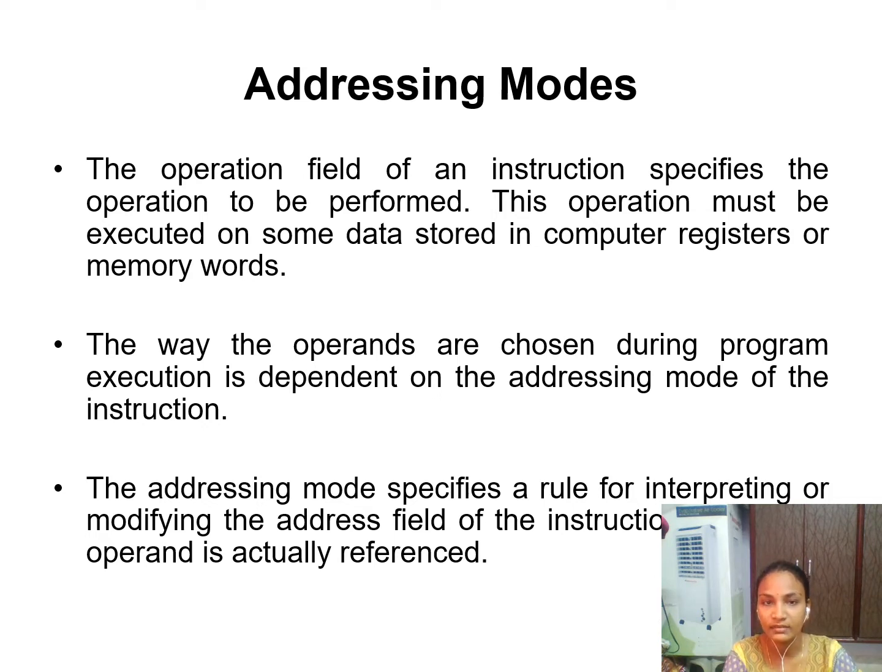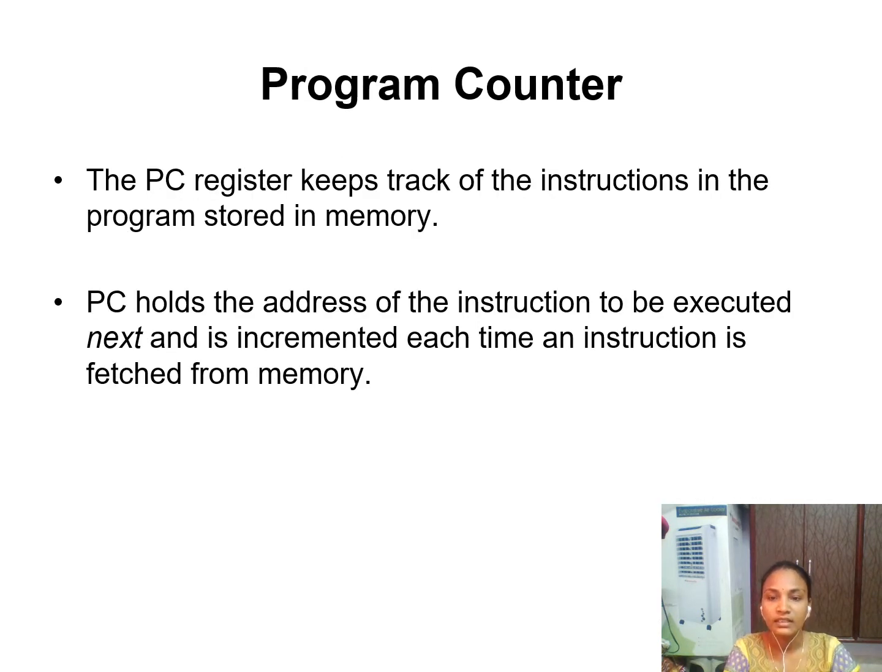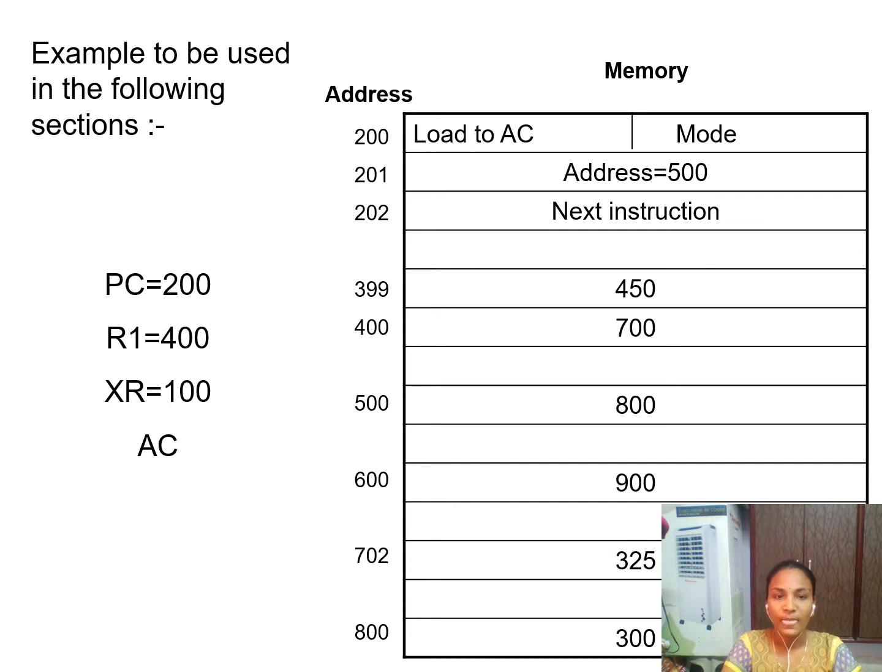actually referenced. Program counter, also known as the PC value. The program counter register keeps track of the instructions in the program stored in memory. PC holds the address of the instruction to be executed next and is incremented each time an instruction is fetched from memory. Now, for example, here we can see the program counter value, and this is the corresponding register value, this is the index value, and this is the accumulator value.